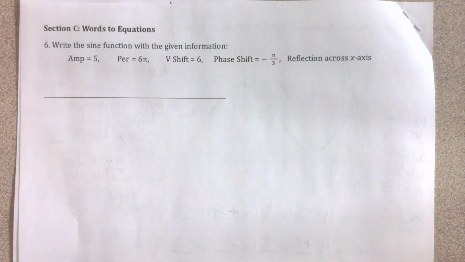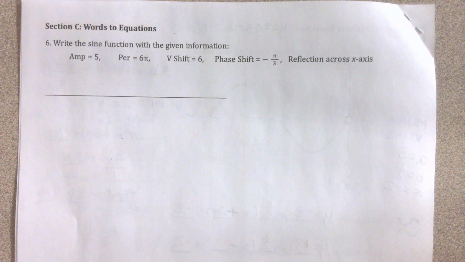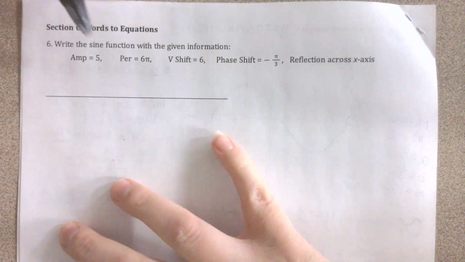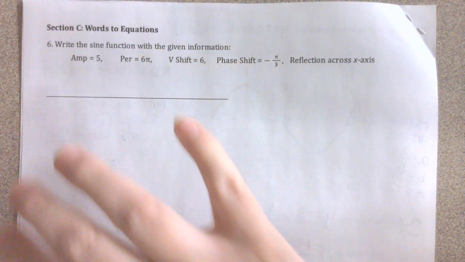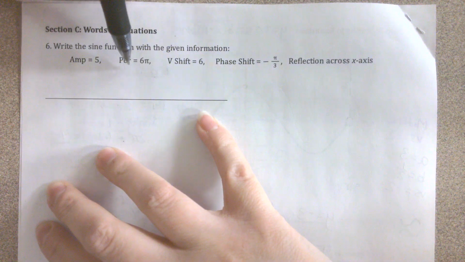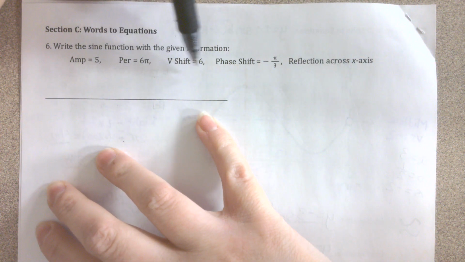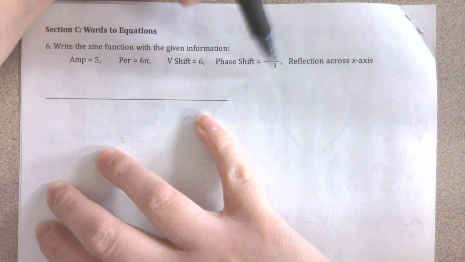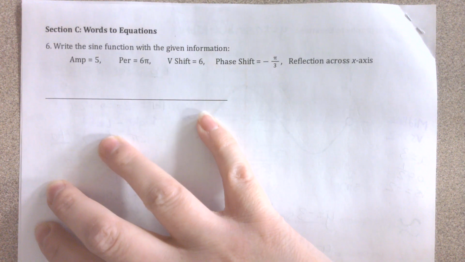All right, we saved the best for last, and I'm not being sarcastic. Words to equations are a very nice, just kind of softball problem, just to finish it off. So we're going to write equations, but this time they have to tell us directly the information that we need. Write the sine function with the given information. Amplitude is 5, period is 6 pi, vertical shift is 6, phase shift is negative pi over 3, and it's a reflection across the x-axis.